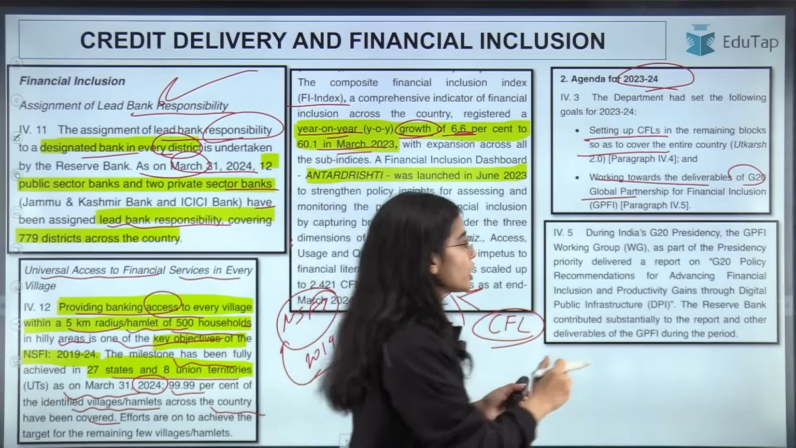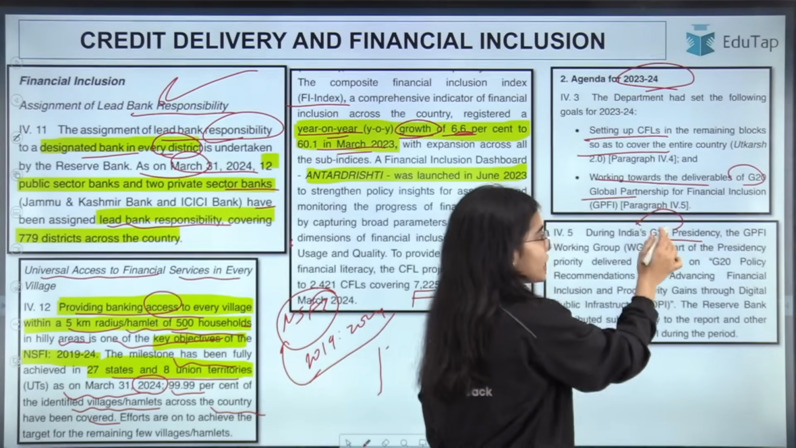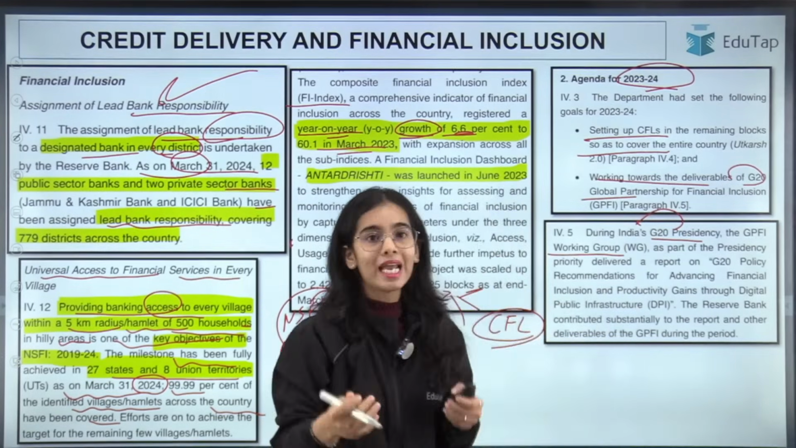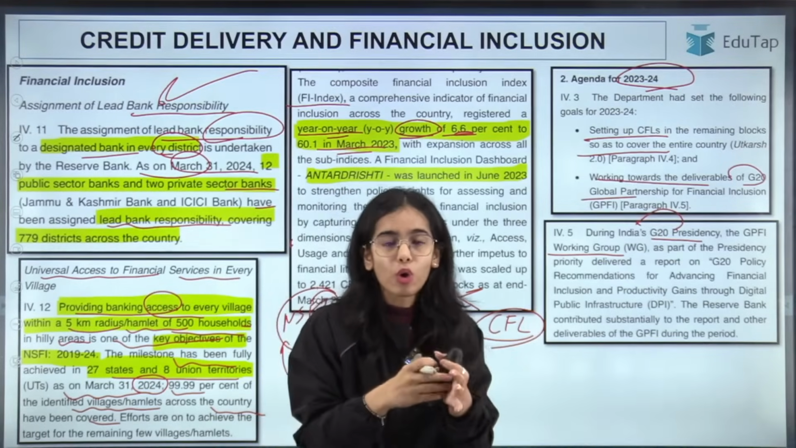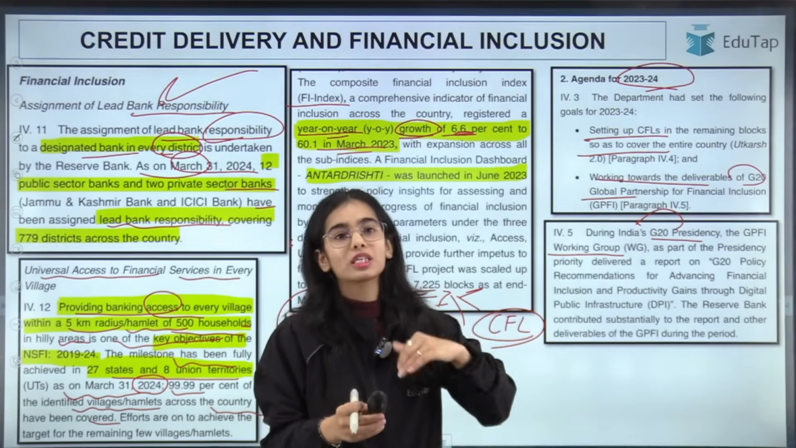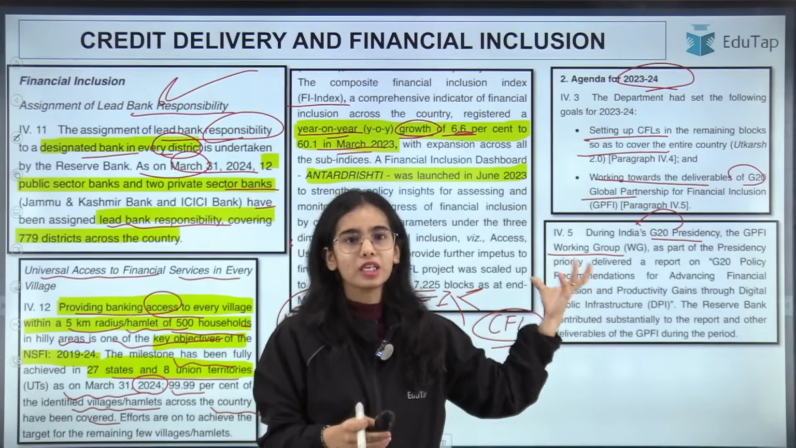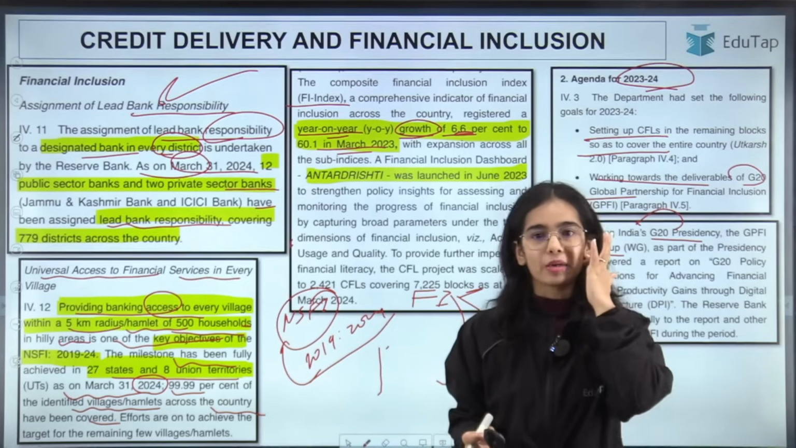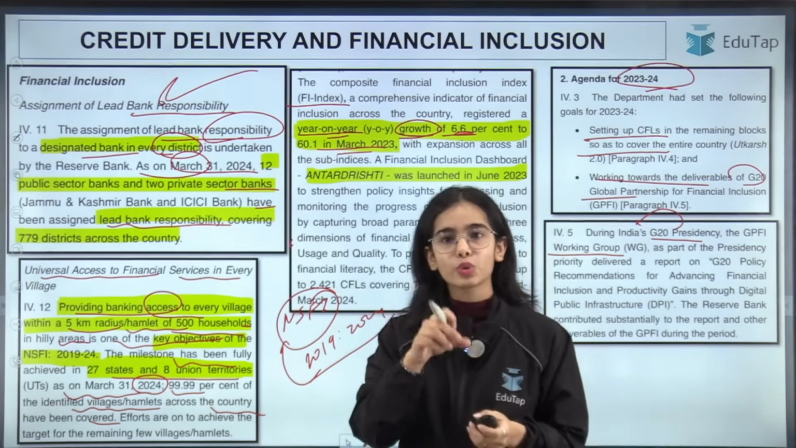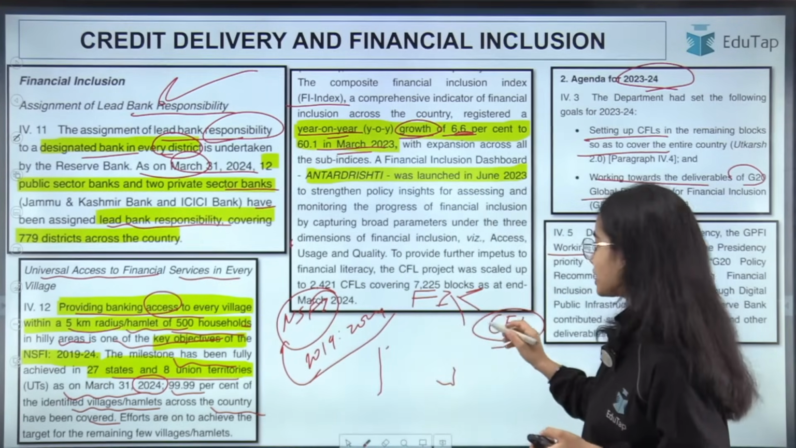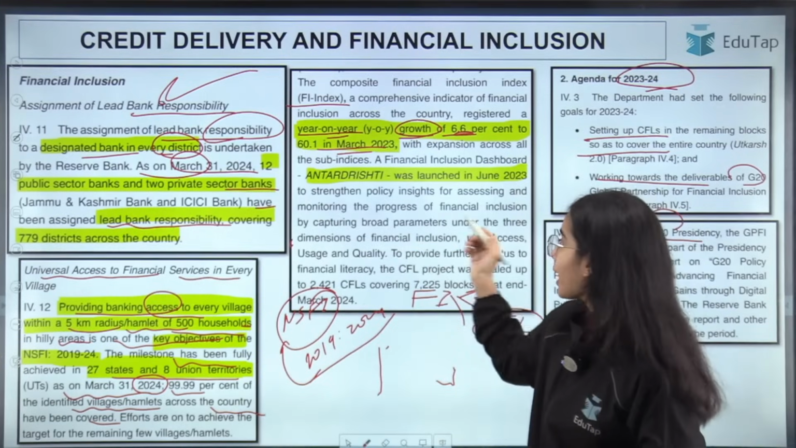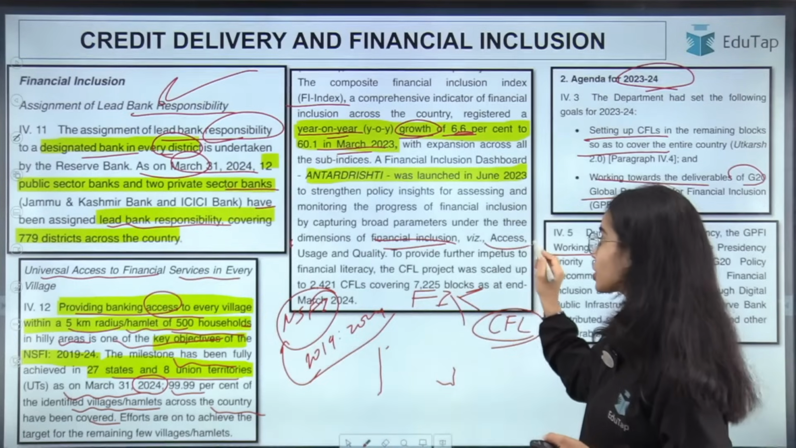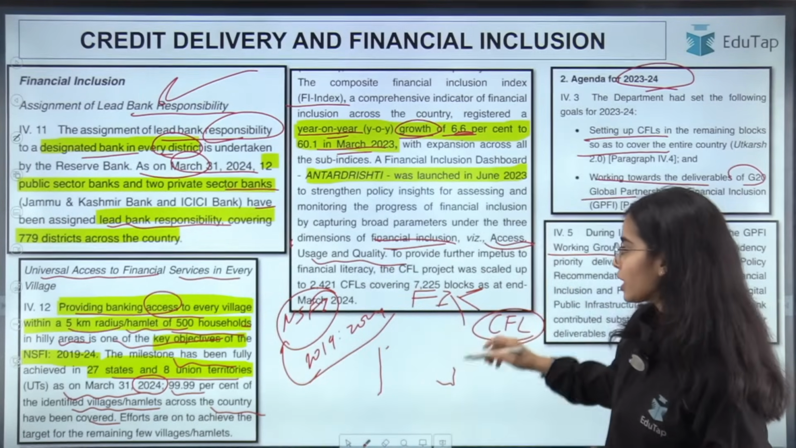The G20 presidency was with India, and under this the GPFI working group was created, and the RBI has provided a lot of inputs for the reports created by this working group. That is another task that has been done by the Reserve Bank of India. The financial inclusion index has three dimensions for measuring financial inclusion, that is usage, quality and access.